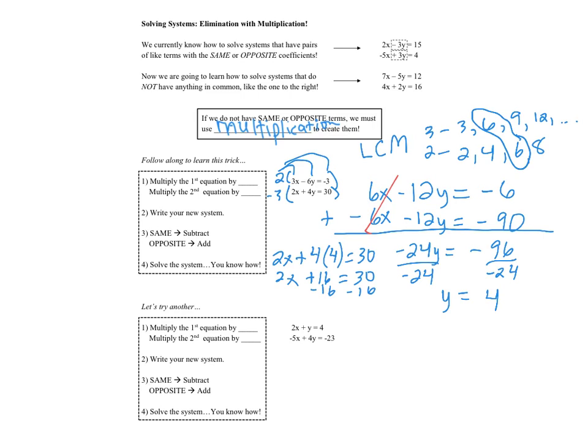I end up with 2x is equal to 30 minus 16 is 14. Divide both sides by 2, x equals 7. So for this first one, my ordered pair is 7, 4. If I'm writing these tricks over here, we multiply the first equation by 2, and we multiply the second equation by -3. And then we went ahead and added because I changed the signs.